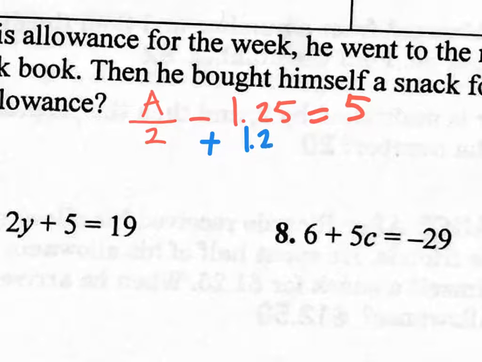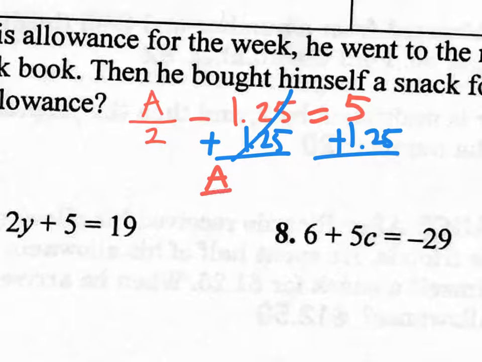Add 125. Cancels out. What you do to one side, you do to the other, plus 125. So if you have $5, add 125 to it. $6.25. So far, what we have is A over 2 equals $6.25. Now, I still need to get A by itself. Remember, they want to know how much allowance he started with.